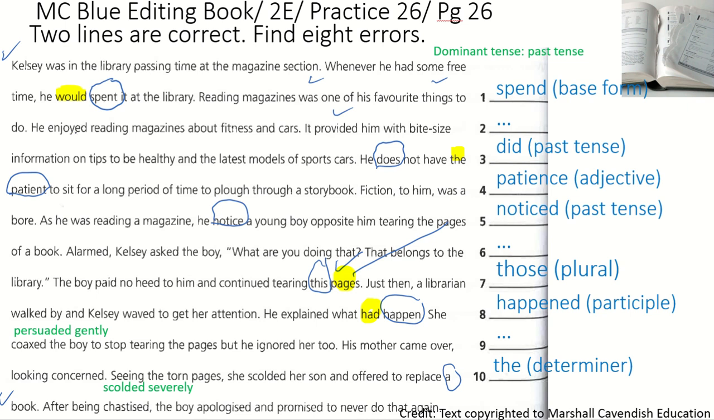Let's see. He enjoyed reading. Enjoyed, correct. Provided, correct. This really seems correct. Alarmed, Kelsey asked the boy, "What are you doing there?" Wait, that sounds wrong. That should be, "Why are you doing that?" Because he is questioning, and he is interested to know why the boy is tearing the book. So that should be, "Why are you doing that?" not, "What are you doing that?" That's wrong. So that tells me that line 2 is correct and line 9 is correct.